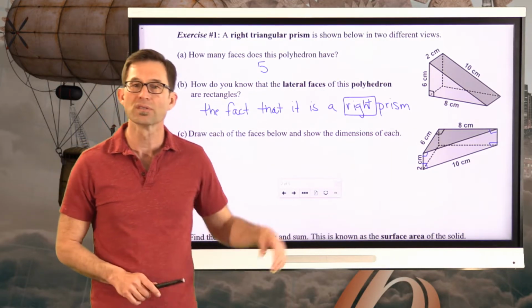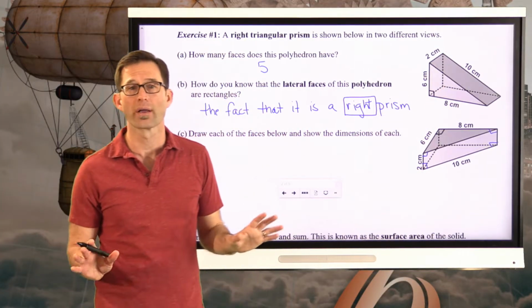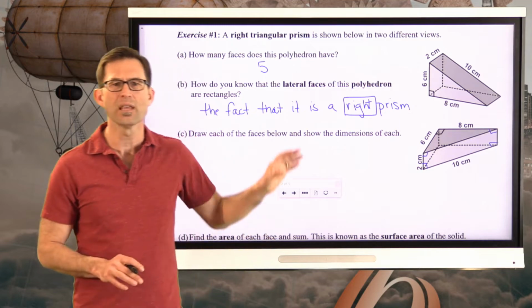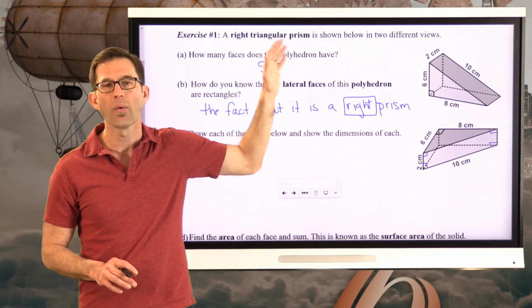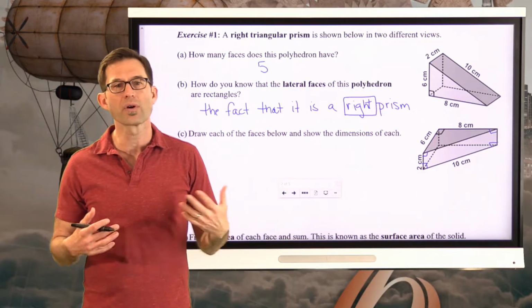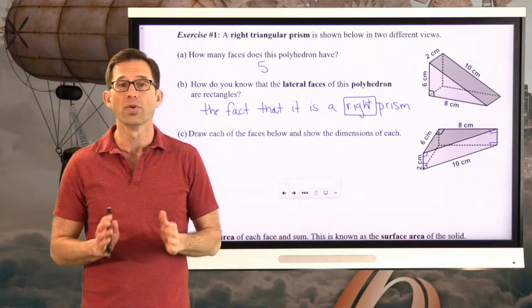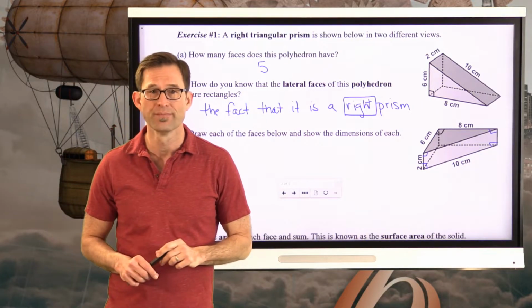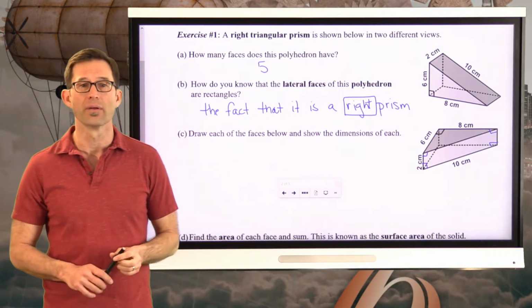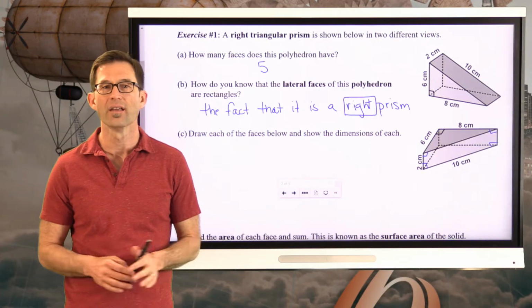Now it's a little bit tricky because the two triangles, as indicated on the picture, are actually right triangles all by themselves. So it may seem like this name is basically saying, oh, we've got a right triangle as its base, and then we've got a prism. But a right triangular prism is simply a prism whose bases are triangular and whose lateral faces are rectangles. Now let's take a look at letter C, very important. Draw each of the faces below and show the dimensions of each. All right, so this is easy.